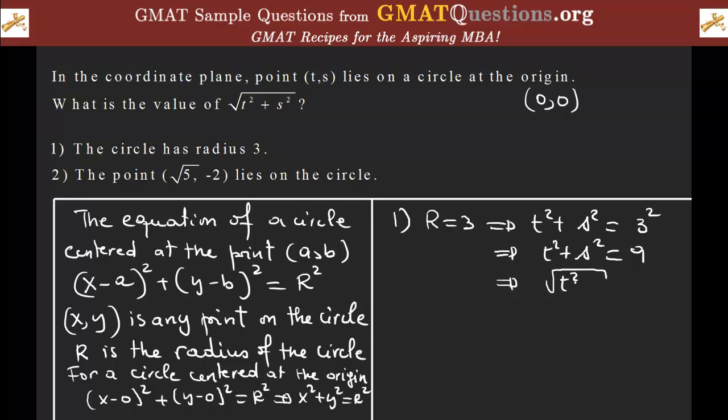The square root of t squared plus s squared equals 3. Okay, 3, not 3 or negative 3. Once again, this is the square root of t squared plus s squared. We only take the positive root of 9, which is 3. And that's it. So, as you can see, number 1 is sufficient.